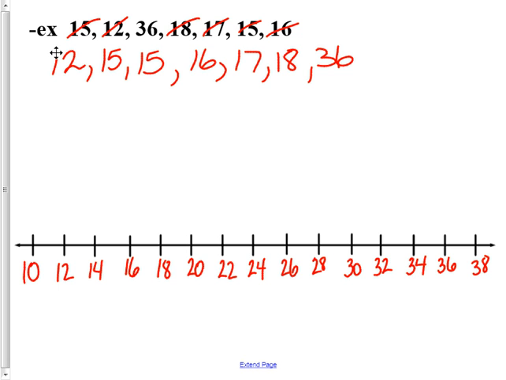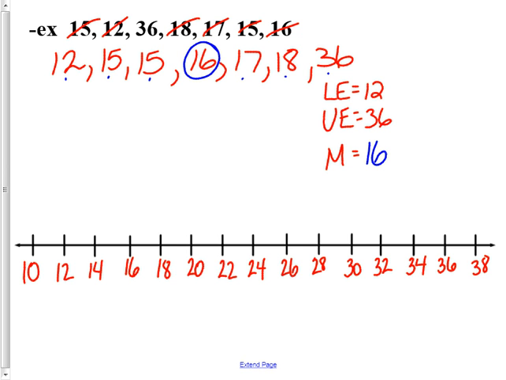Now I need to do my 5-number summary. So my lower extreme is 12. My upper extreme is 36. The median of this data is not 12 and 36, not 15 or 18, not 15 or 17. 16 is the median of my data. So 16 is the median.